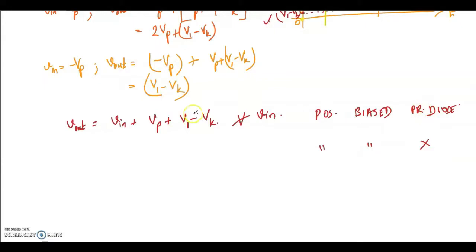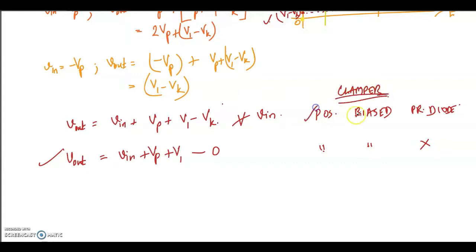In case of a practical diode, we have a voltage of Vk. In case of an ideal diode, we do not have this. Therefore, my Vout becomes equal to Vin plus Vp plus V1 minus, there is no Vk in case of ideal diode, so I'll write that as 0. Therefore, this is the equation for the positive biased clamper. Okay, you got the idea? From the positive biased practical diode equation, I can obtain both the other equations also. Therefore, Vk is equal to 0 in case of ideal diode.